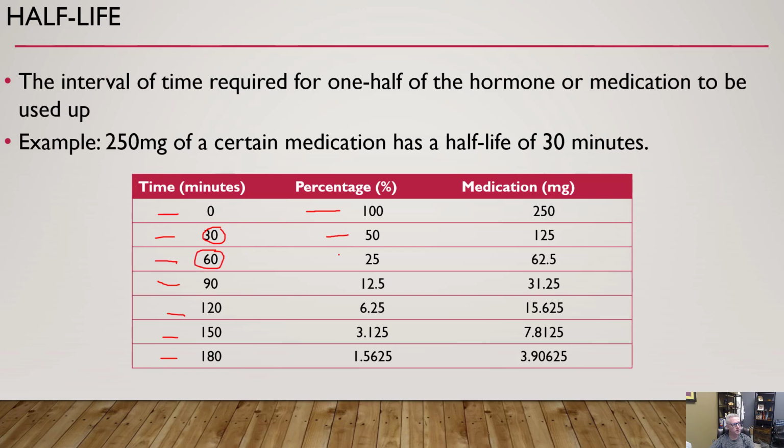After 60 minutes, 50 divided by 2 is 25. After 90 minutes, 25 divided by 2 is 12 and a half. After 120 minutes, 12 and a half divided by 2 is 6.25. 6.25 divided by 2 is 3.125. Divided by 2 is 1.5625. So that's the percentage of drug remaining after each amount of time.